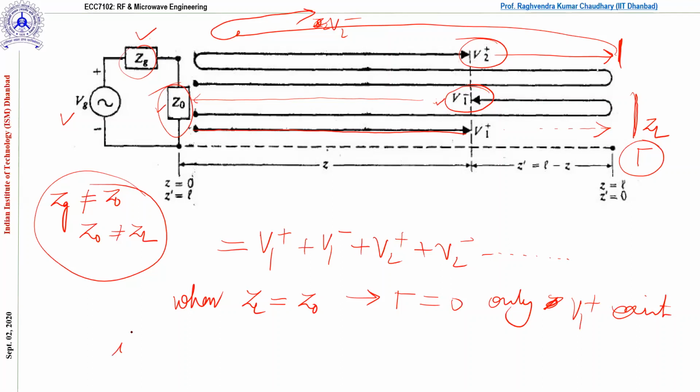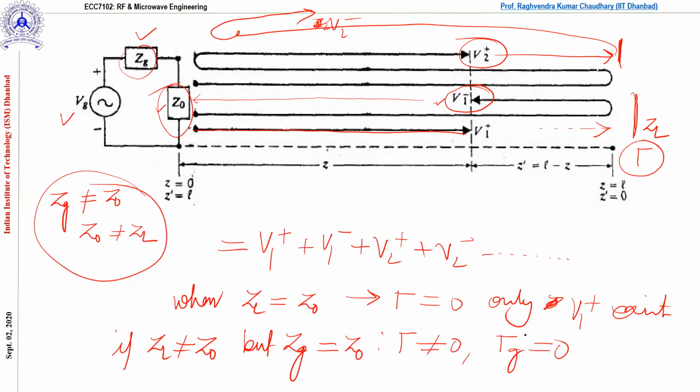And if ZL is not equal to Z0, but Zg is equal to Z0, this is a special case that we have seen in our previous classes also. In that case, gamma L is not equal to 0, but gamma g will be 0. Now you can think about what will happen. When the reflected wave V1 minus reaches the source side, it will get absorbed, meaning there will be no further reflection from the source side. This is what we want in a practical situation.